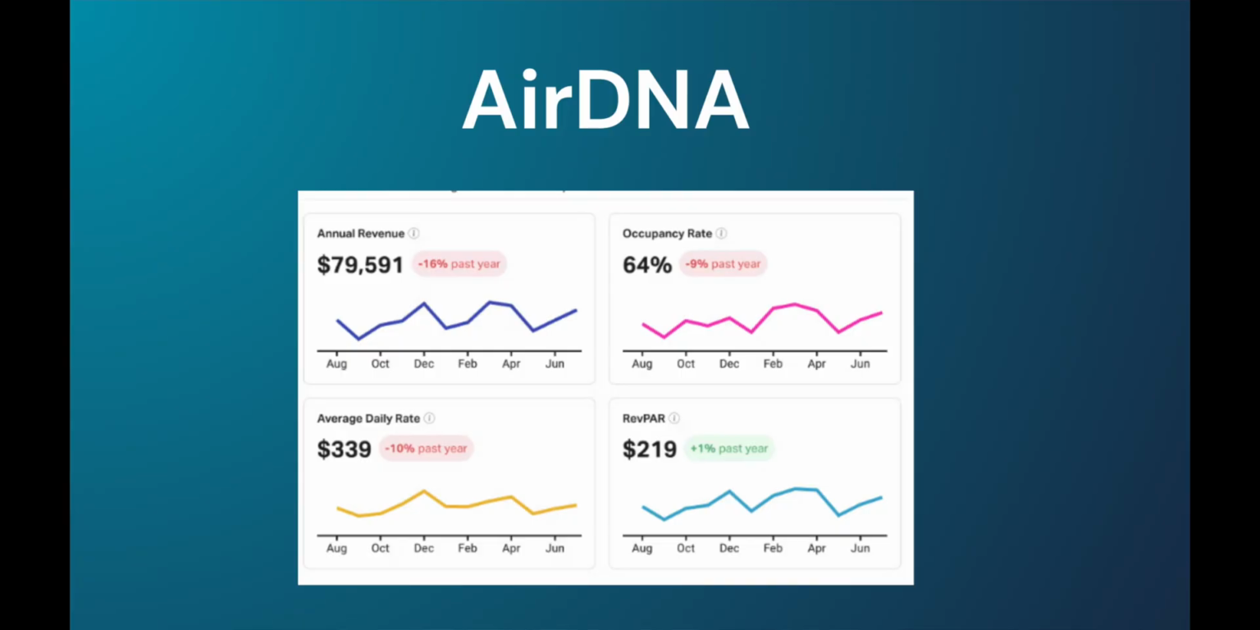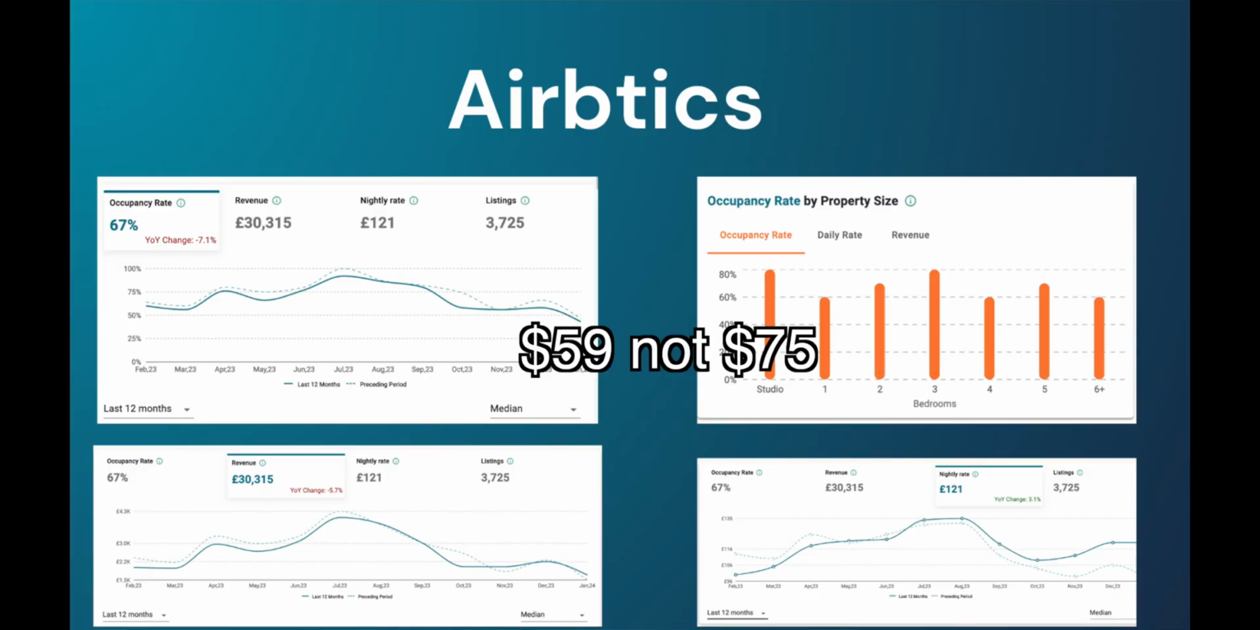AirDNA's Pro subscription is $360 per year. It shows the key market statistics like occupancy rate, daily rate, and revenue. It has 3 years worth of historical data at monthly level. You can find all the same key market statistics from the AllTheRooms $49 plan and the Airbtics $75 plan. Both of them show the last 3 years of data in monthly granularity.